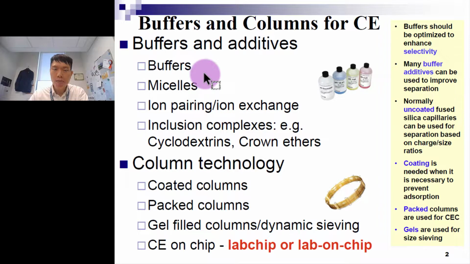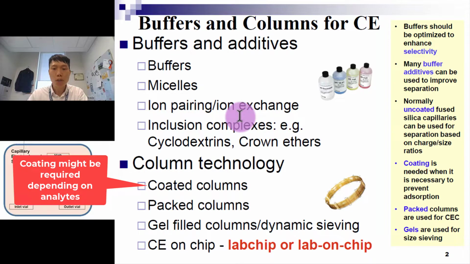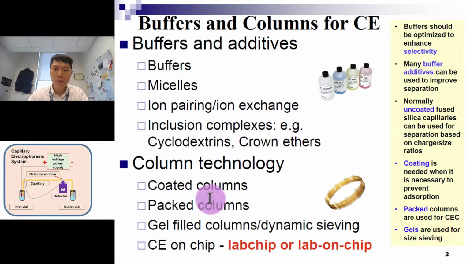Now, normally, uncoated capillaries, these fused silica (SiO2) capillaries, can be used for separation based on charge to size ratio, but sometimes we need to do some internal coating, like we have discussed in class, so that it's necessary to prevent adsorption on the surface. There are also packed columns used for CEC, and gels are also used for size sieving.